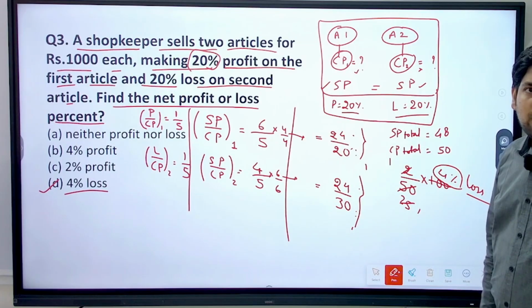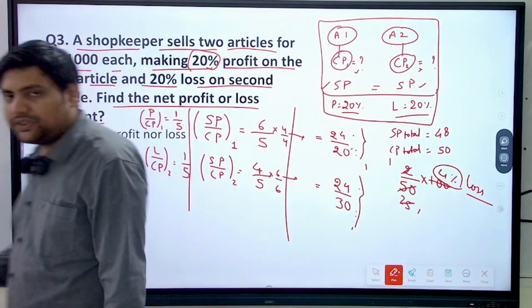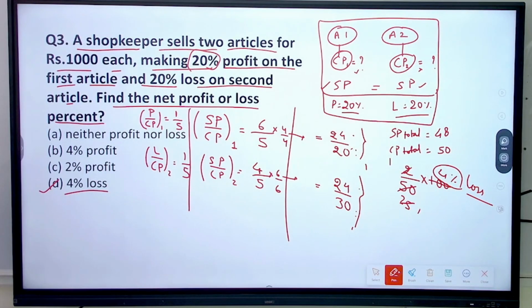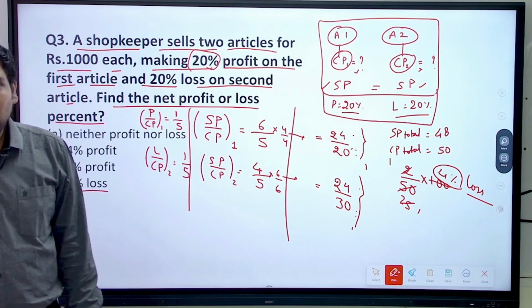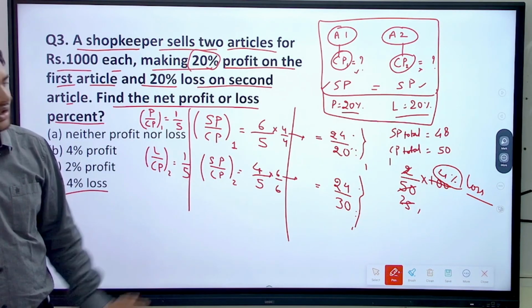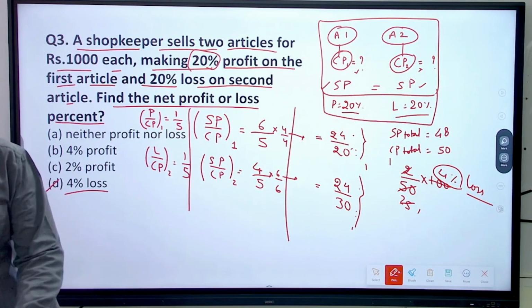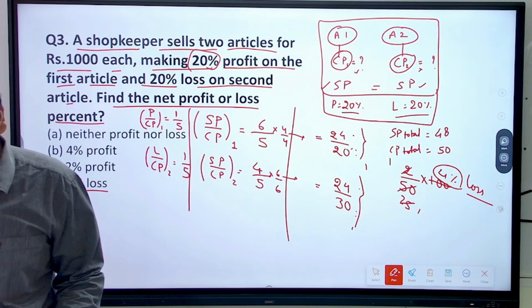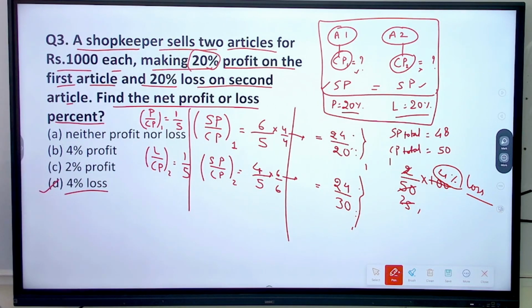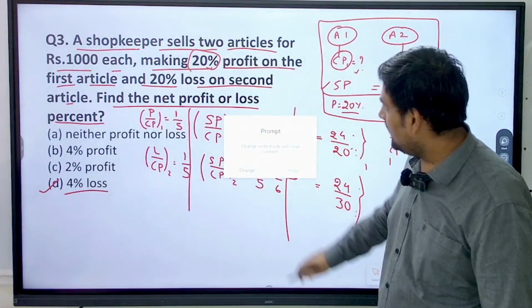Understood? This is a special type of question in which we see the same profit percent and same loss percent on two different items that are sold at the same price. So this is a particular type of question that we see in the exams. Now, once you get this, try to do one more like this.